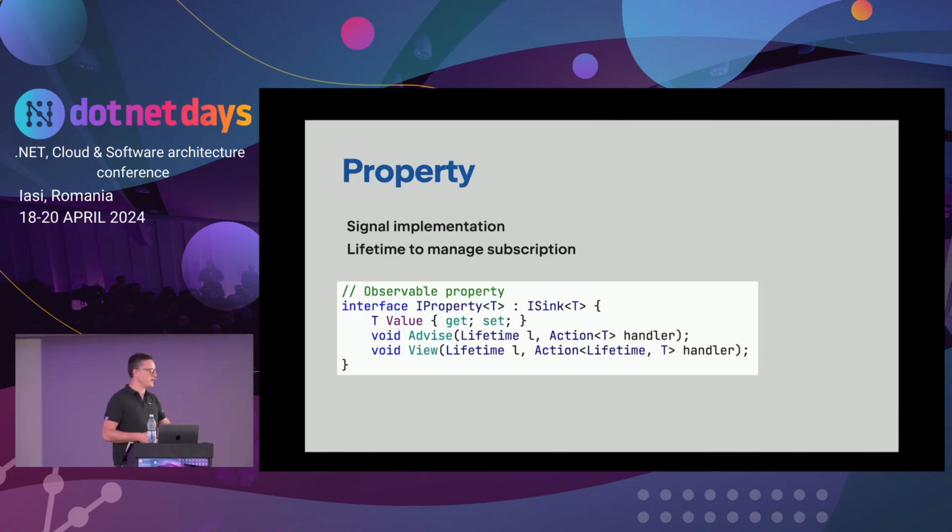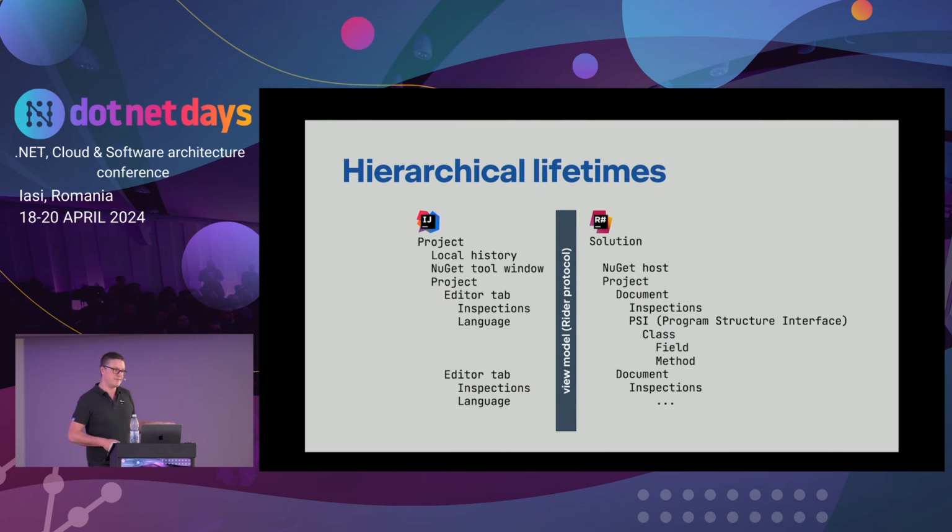Properties, same thing. Properties have a value, and I mentioned that a property is really a bidirectional signal. They have an advice where they listen to a change that is happening and can invoke a handler. They also have a view where they can also have a handler looking at the data that is there and respond to that if needed. And again, you see that lifetime that is happening there. What is this lifetime and this hierarchy that I'm talking about?